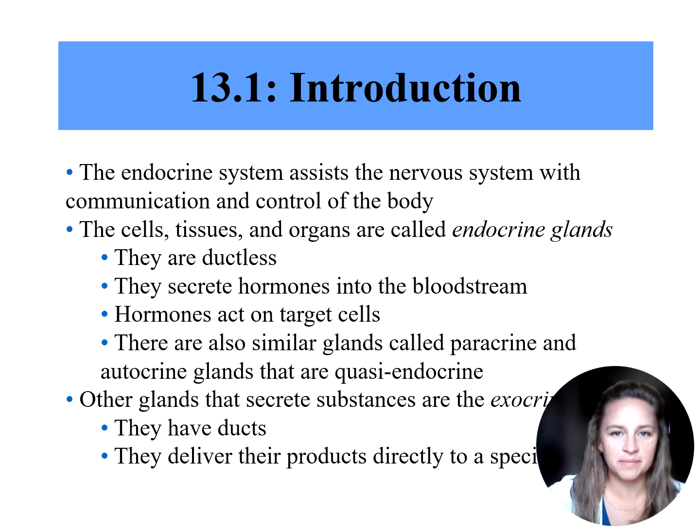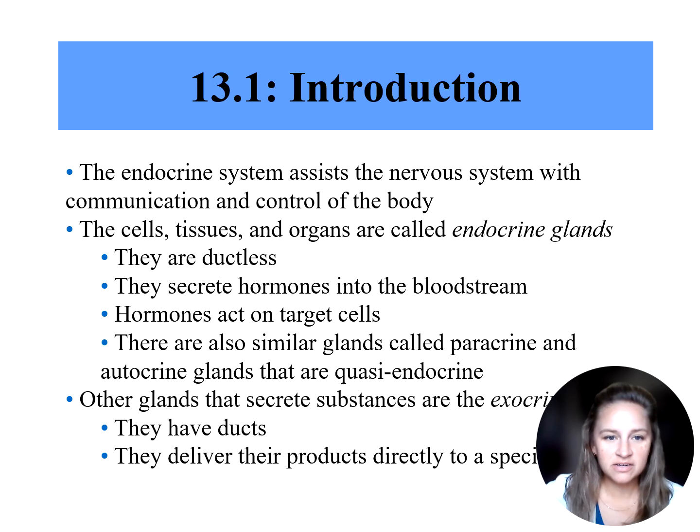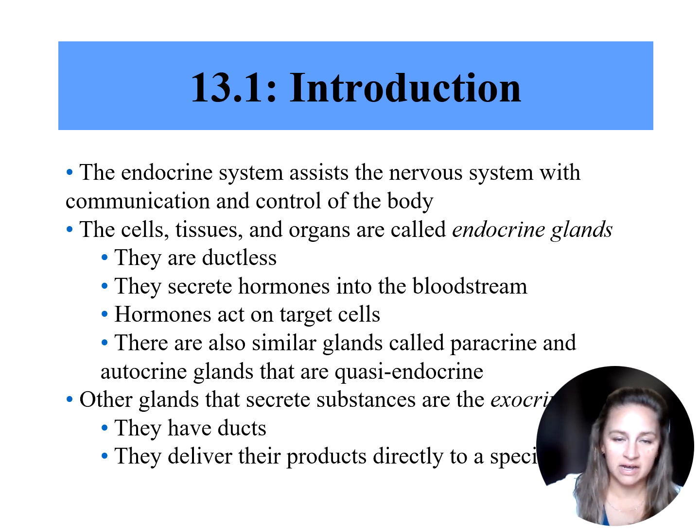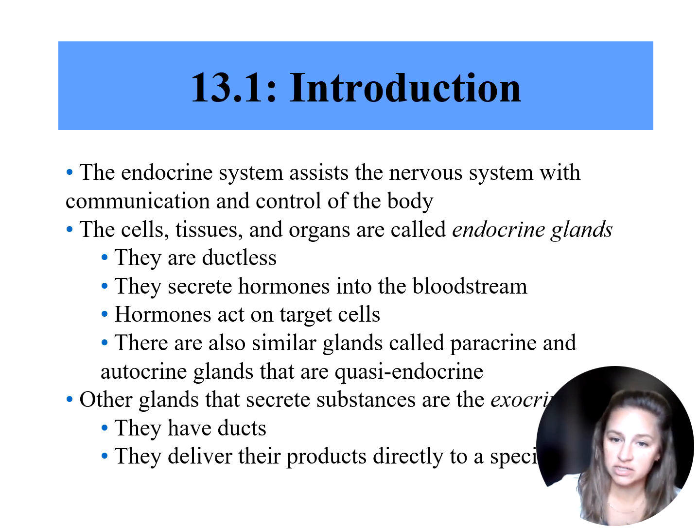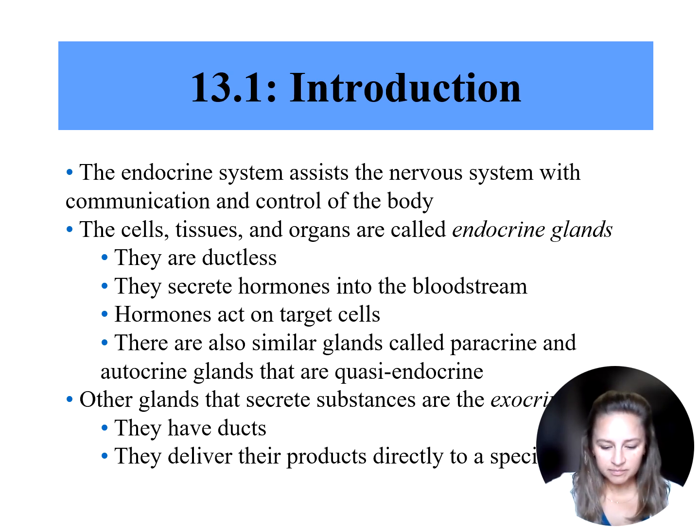Okay, so we are talking about the endocrine system, and the endocrine system is a system that assists the nervous system in communication. It's how cells communicate with each other, and it's responsible for a lot of cellular messaging. So there's two major types of glands in the endocrine system, and they're called endocrine glands and exocrine glands. So we will spend most of our time talking about endocrine glands, and then talking about exocrine glands to a lesser extent. But before we get into that, maybe let's just define what they both are.